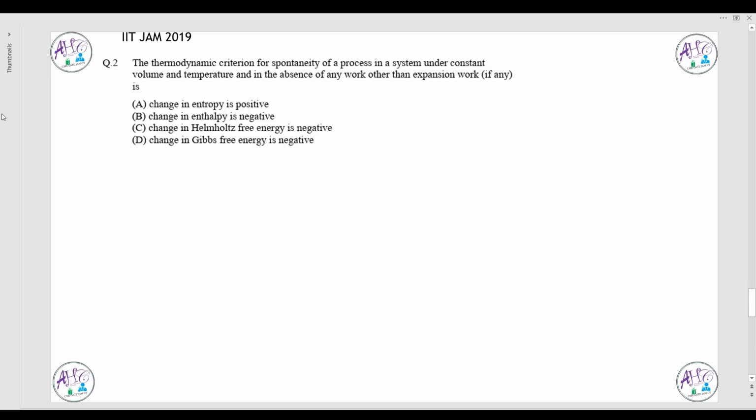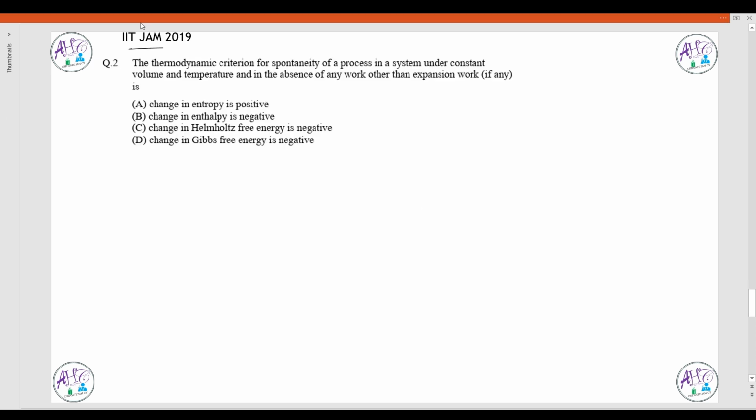Okay, next question. This is from IIT JAM 2019. They have asked: the thermodynamic criteria for spontaneity of a process in a system under constant volume and constant temperature. This is really important. In thermodynamics, we have almost 6 criteria for spontaneity.